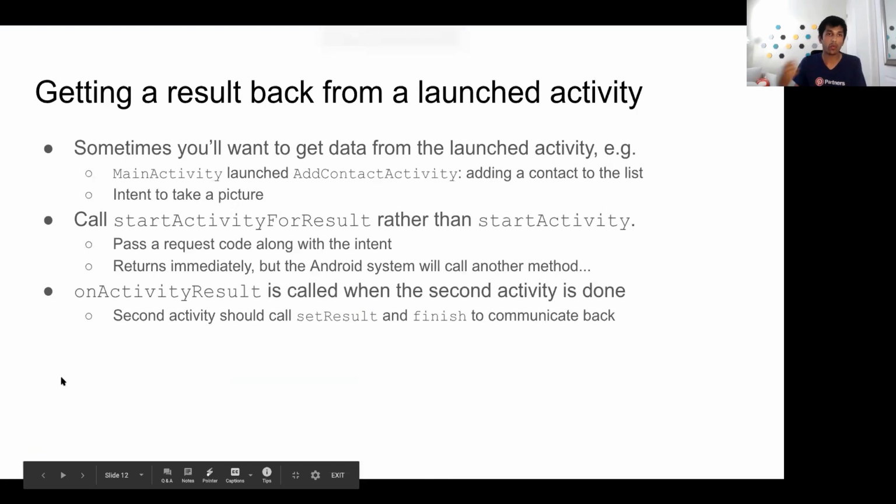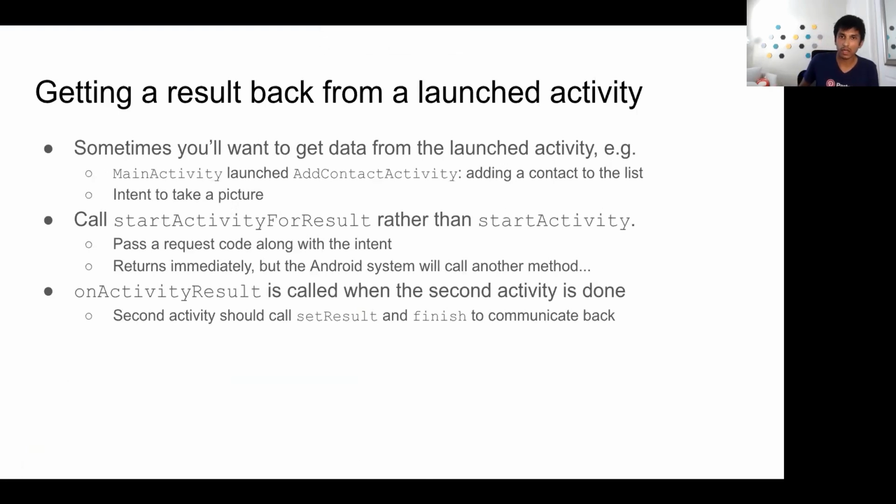Let's talk about how we're going to go about building this new functionality. We're going to have main activity launch a new activity called add contact activity. I think I called it add person activity, but it doesn't really matter. And the purpose of this new activity is adding a new contact into that list. Right? And you can also do it in many other ways, right? You could also have an intent to take a picture, and that new activity should return to the parent activity the picture that was taken.